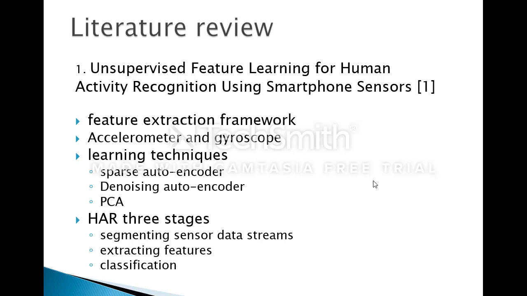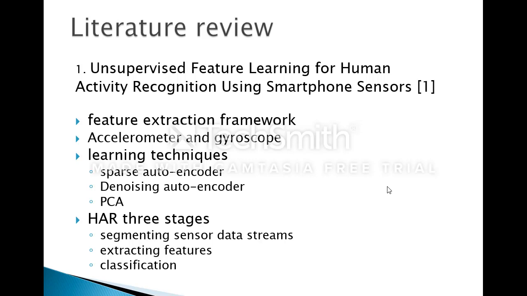Here is the first paper in this literature review: unsupervised feature learning for human activity recognition using smartphone sensors. To address the problem of handcrafted features, the author presented a feature extraction framework which exploits different unsupervised feature learning techniques to learn useful feature representations from accelerometer and gyroscope sensor data for human activity recognition.